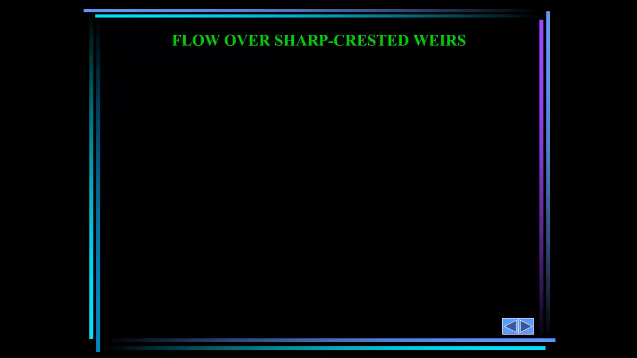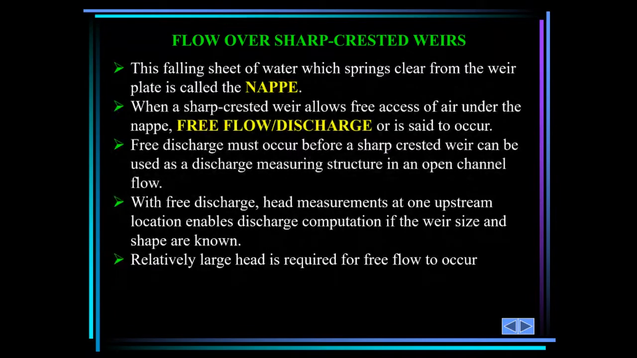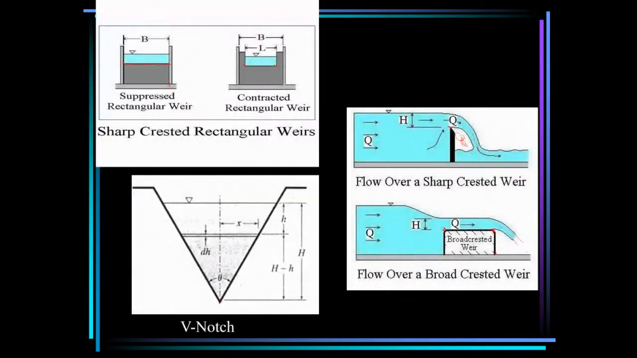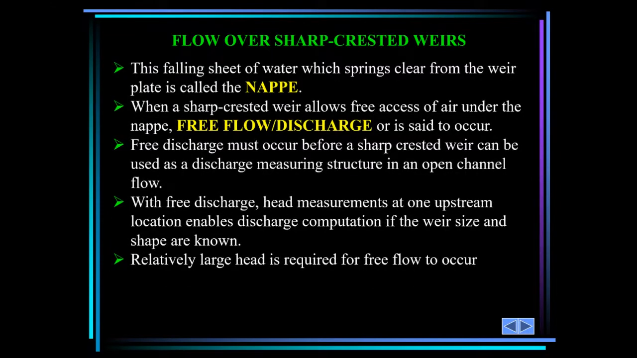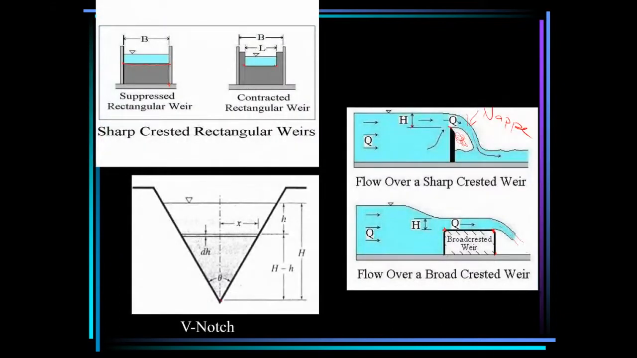And flow over sharp crested weirs. The falling sheet of water which springs clear from the weir plate is called the nappe. This is the nappe. The falling sheet of water that springs clear of the downstream side of the weir, this is what we call the nappe. When a sharp crested weir allows free access of air under the nappe, free flow or free discharge is said to occur. When we have air here, this is for free flow, or free discharge.